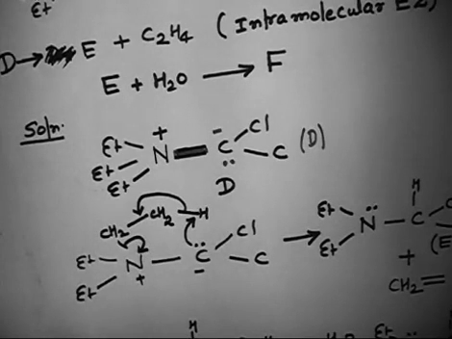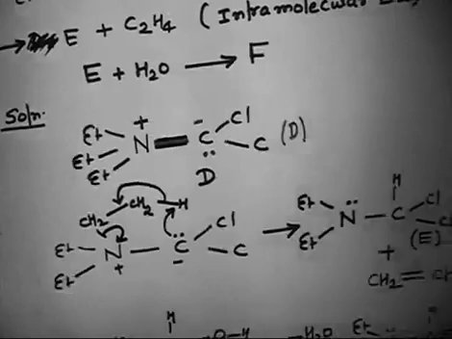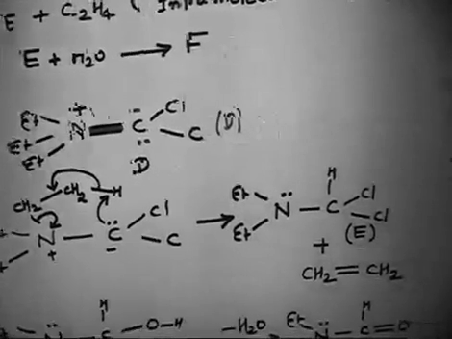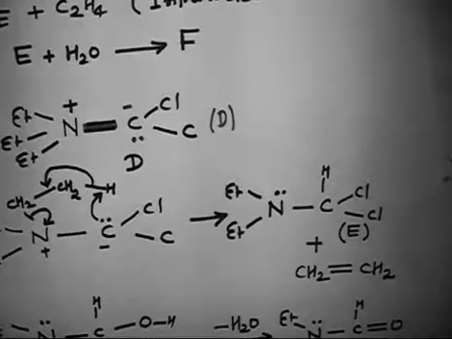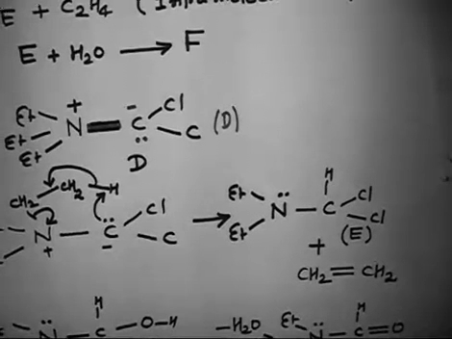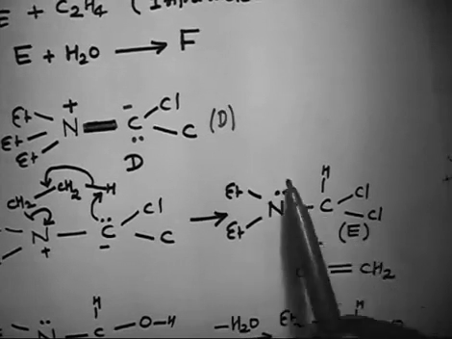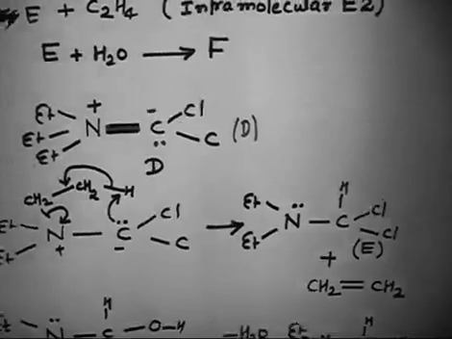I will get Et, CH2 double bond CH2, that is C2H4, and I will get the resultant other product. So if I follow the arrows, I will get E plus CH2 double bond CH2. Here C2H4 is the molecular formula of the alkene. E is this, and you have the other product, C2H4.